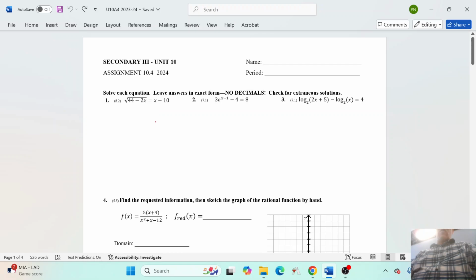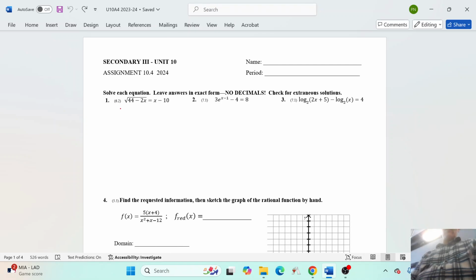So these are good review for the end of the quarter, because there's lots of stuff on that last final exam. Square roots, logarithms, exponentials. Keep practicing on every assignment.